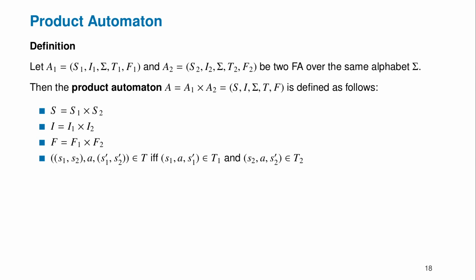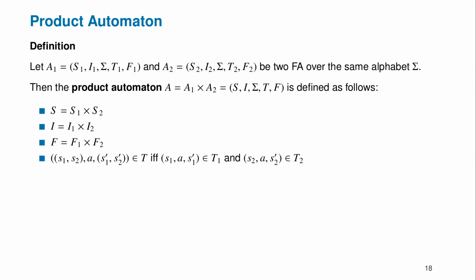And now how is the transition relation defined? If we have a state that consists of components S1 and S2, and we have a symbol A, then this has a target state S prime 1, S prime 2, if and only if it is possible to go from S1 with an A to S prime 1 in the first automaton, and if it is possible to go from state S2 with an A to state S prime 2 in the second automaton.